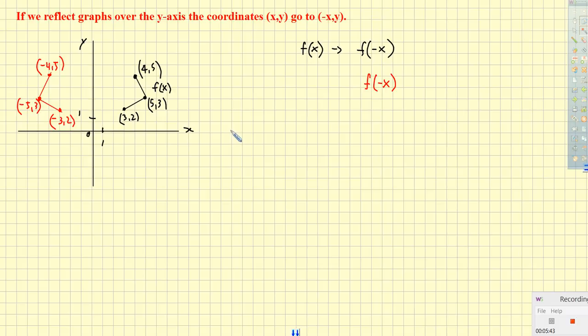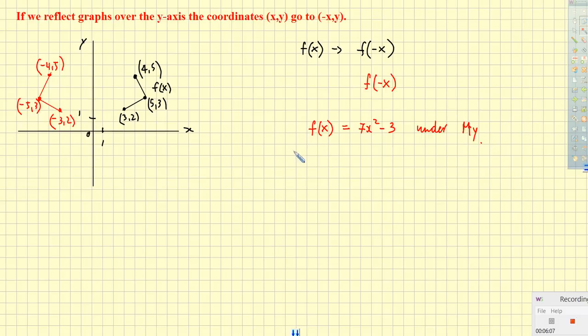Now, if I had to do this again algebraically, I'm just going to make up any other function. So I would say f of x is equal to 7x squared minus 3, for example, and it's under a reflection over the y-axis, so it's m sub y, that's a reflection over the y-axis.